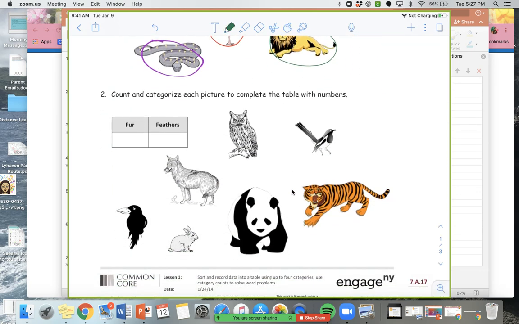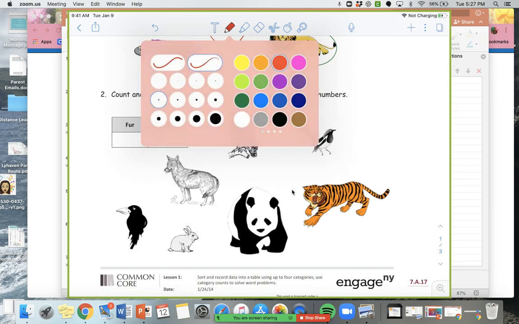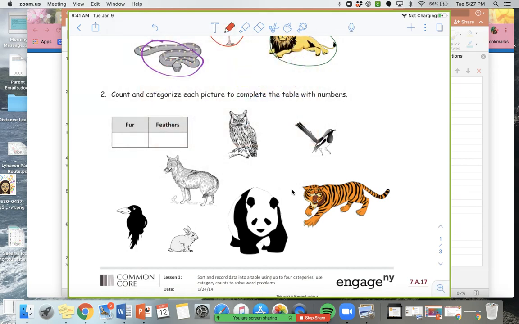Same thing. So you are going to count and categorize each picture to complete the table with numbers. And this word, it's not a table like this that you do your work on. Nope. It is a table like this. Another word for table is chart. Okay? So fur or feathers are the categories that we're going to be using to sort and classify these pictures.